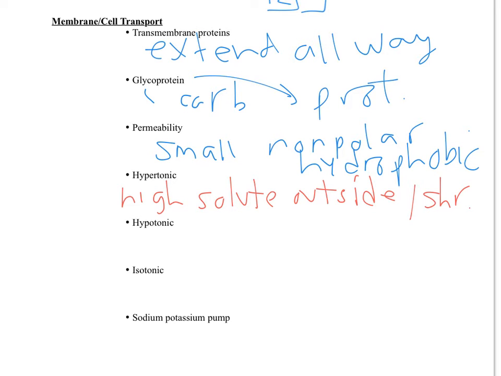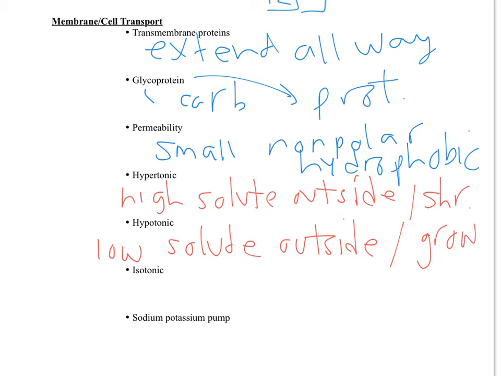Hypo means low. Low solute outside the cell. So if there's low solute outside the cell, that means there must be a lot of water outside the cell, and so that water will move into the cell and the cell will get bigger. It will grow. The cell wall will not change on a plant cell. The vacuole will just get really full and have a lot of turgor pressure, and the plant will stand upright. An animal cell could possibly burst. Isotonic, everything is in equilibrium. Solute and water, everything is equal on both sides.